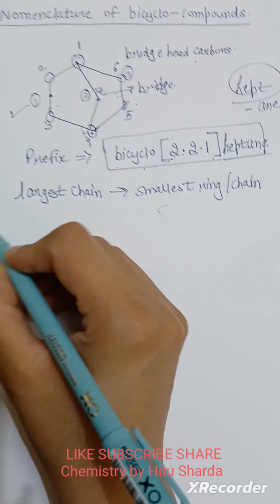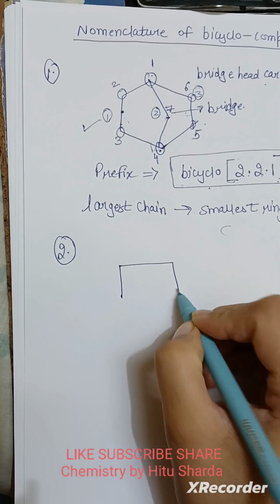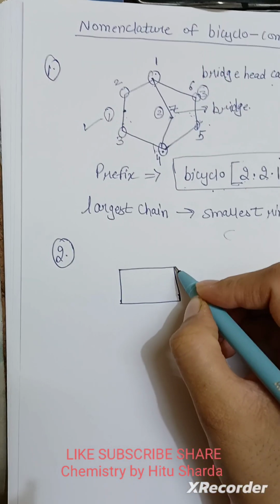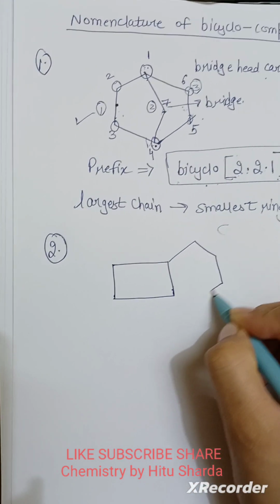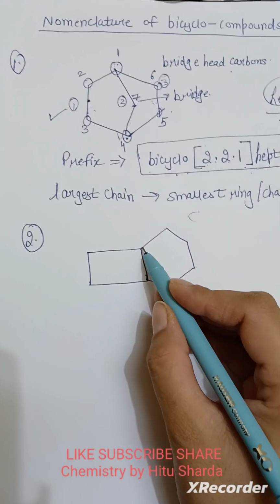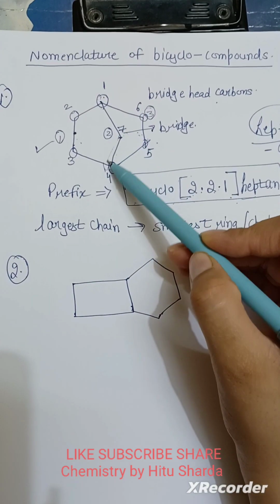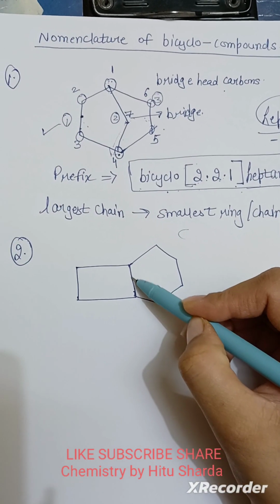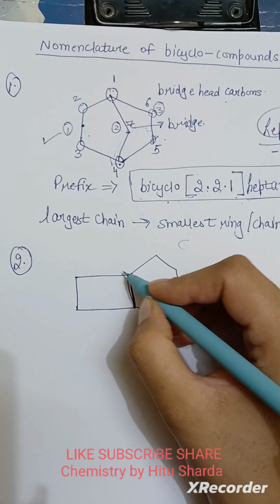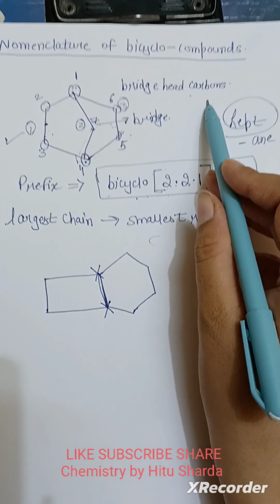Now let's have another example. Suppose I draw like this, and here a benzene. As I told you earlier also, this is our bridge. So in this case, this is the bridge, and this and this are the bridgehead carbons.